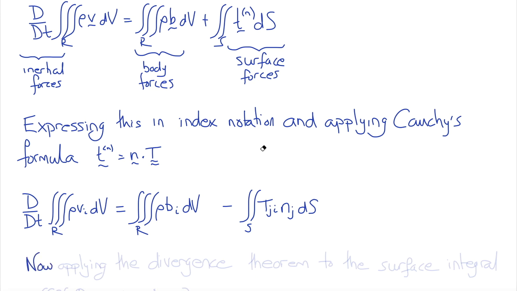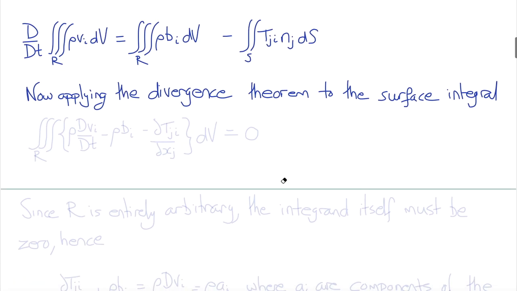Now, as we did before when we derived the equilibrium equations, we apply the divergence theorem to convert the surface integral into a volume integral, which will yield three volume integrals that we can collect together as a triple integral over R of rho dv_i/dt, that's the inertial force term, minus rho b_i minus del t_ji del x_j, where this is the divergence of the stress tensor, integrated with respect to the volume is equal to 0.